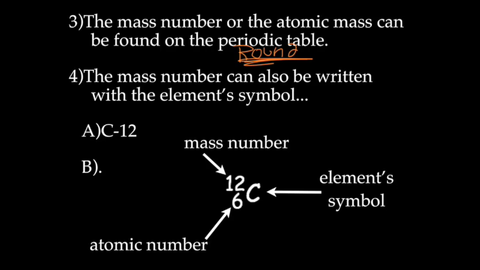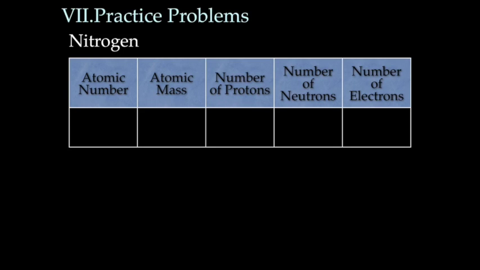So the atomic mass can also be written with the element symbol. So we have carbon here. Its atomic number is 6. And its mass number is 12. And remember, atomic number is the number of protons and also the number of electrons. All right, so now let's try some practice problems.